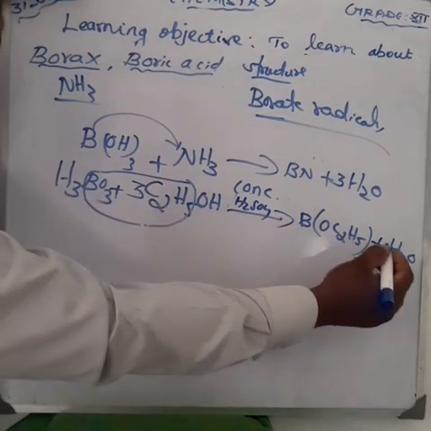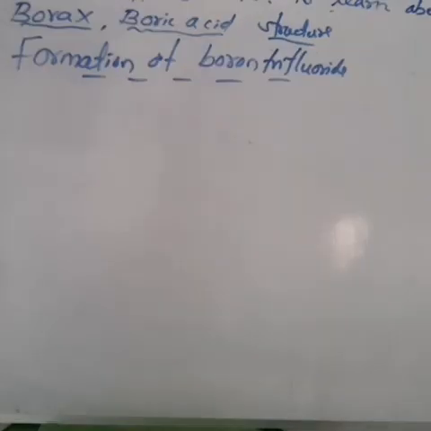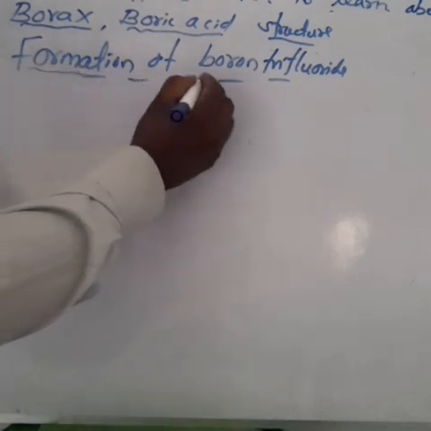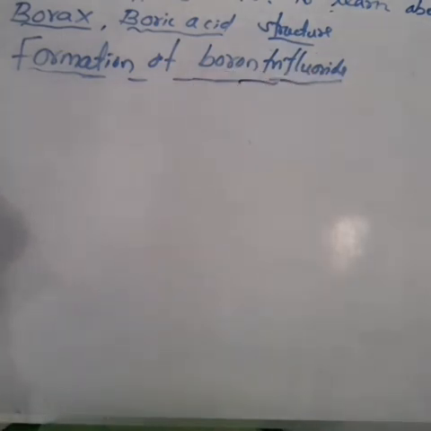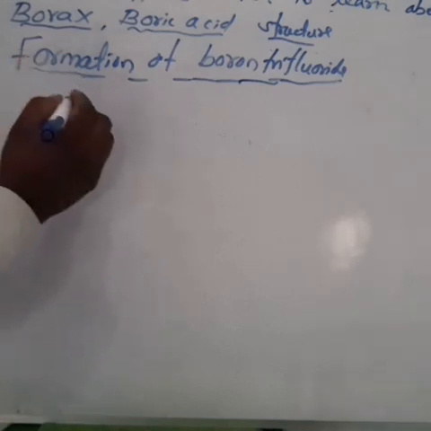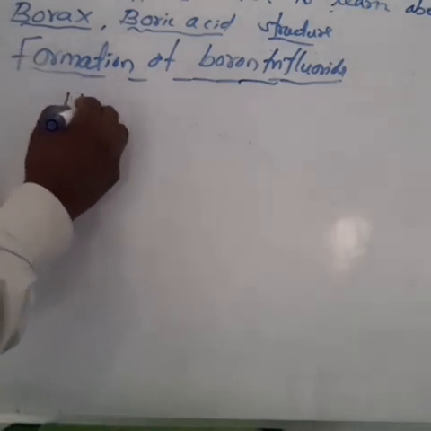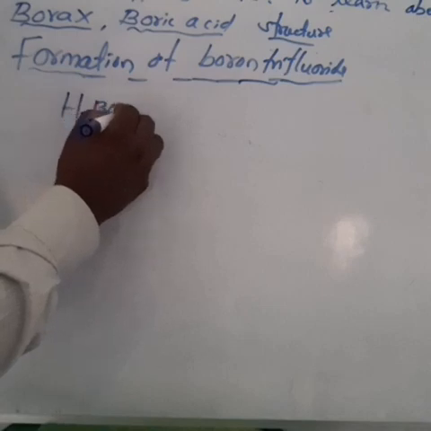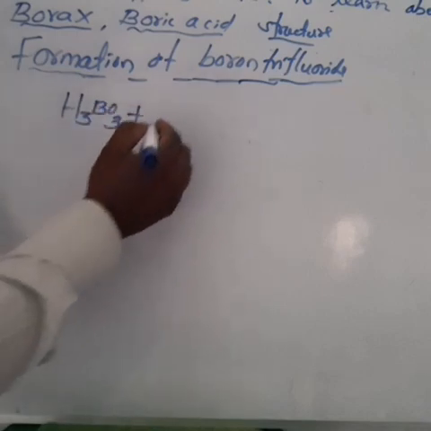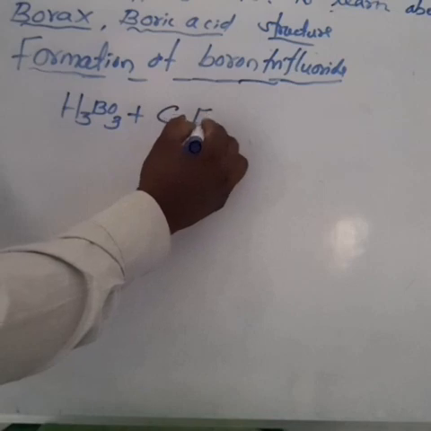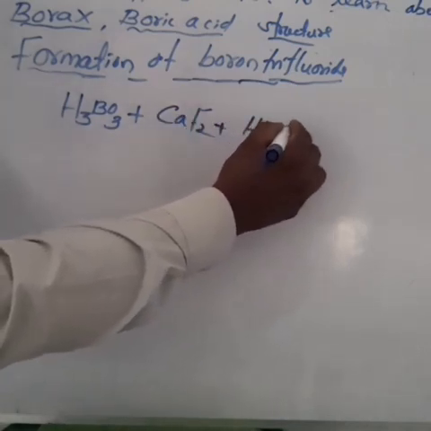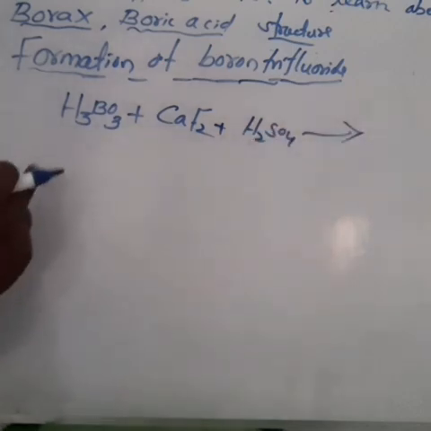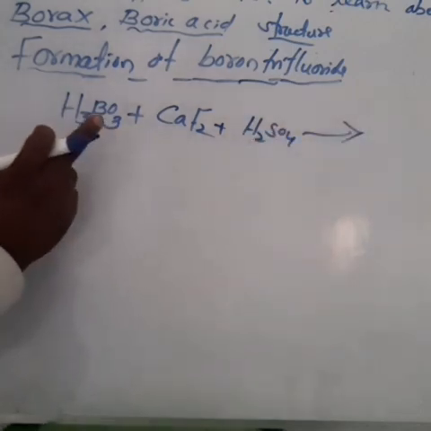Next, about the formation of boron trifluoride. My dear children, next we will discuss the formation of boron trifluoride. How can you write the equation? Okay, here boric acid. What is the formula for boric acid? H3BO3. Am I right? H3BO3 reacts with calcium fluoride. What is the formula there? CaF2, calcium fluoride. In the presence of sulfuric acid. What are the possible products here?